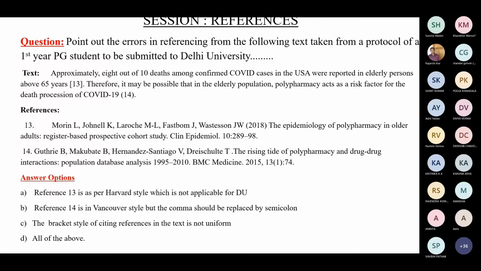The answer options are, I repeat, that reference 13, please don't go into the text. You just see the reference style of reference number 13 and 14 as written. Option A: reference 13 is as per Harvard style, which is not applicable for DU. Option B: reference 14 is in Vancouver style, but the comma should be replaced by the semicolon. Option C: the bracket style of citing references is not uniform, and D, all of the above. So which do you think is the appropriate error?